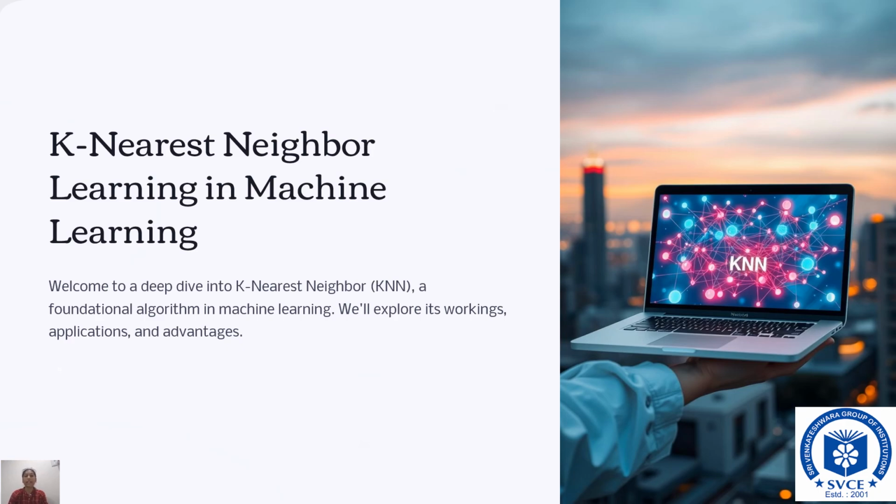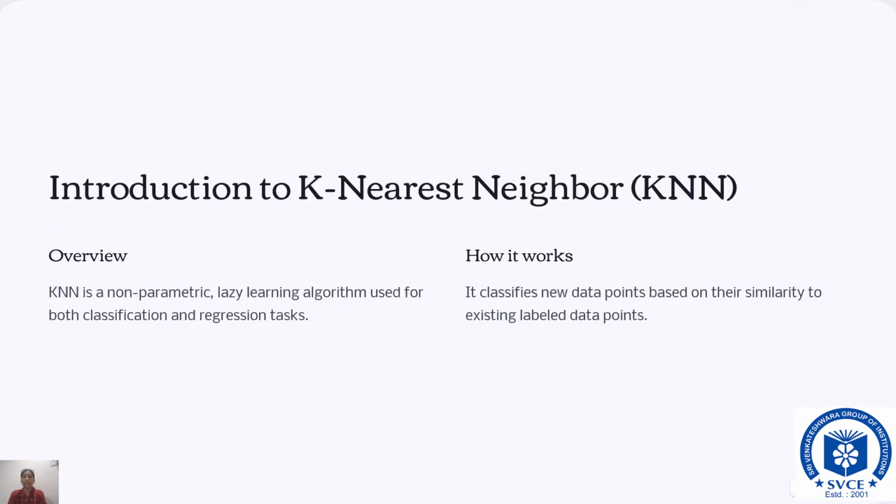KNN is nothing but K-nearest neighbor. It is a foundational algorithm in machine learning. Let us explore the working, applications and advantages in this session briefly. Firstly, let us see the introduction to the k-nearest neighbor. KNN is a non-parametric lazy learning algorithm which is used for both classification and regression tasks.